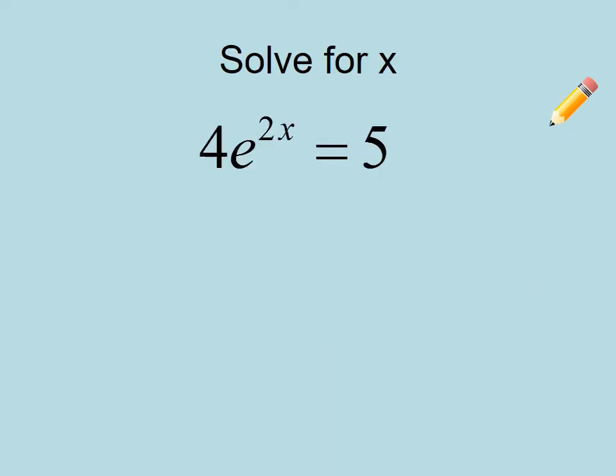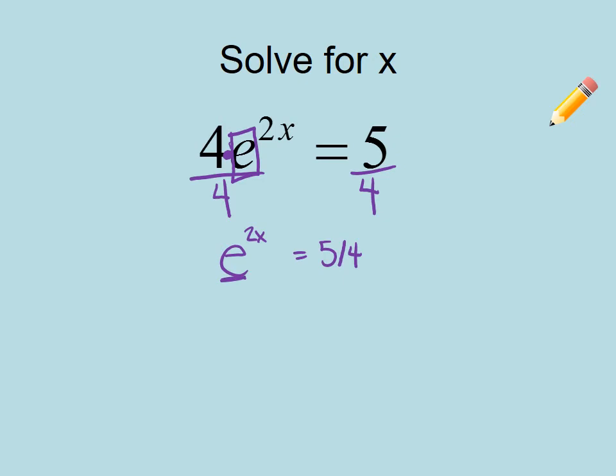Let's take a look at another example. You want to isolate the base. That means I have to move the 4 over first. Right now it's being multiplied. Watch out for that multiplication. Therefore, I'm going to divide. E to the 2x equals 5/4. You can write that as a decimal if you'd like.